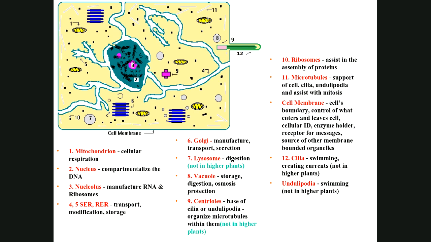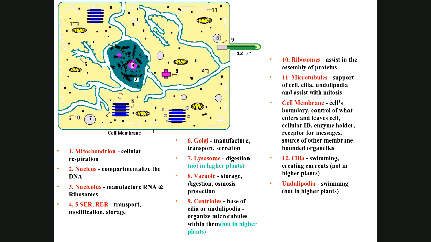Now, there's two types of ER. There's smooth ER, which just doesn't have any hard spots on it. And then there's rough ER that does look like it has spots on it. And if you look at the diagram, the smooth ER is the ones that don't have those little dots. If you look at the left side, you'll see one that says number 5, it has little dots on it.